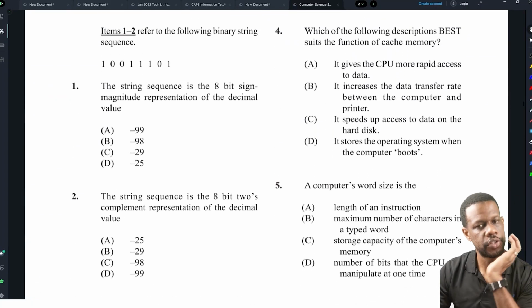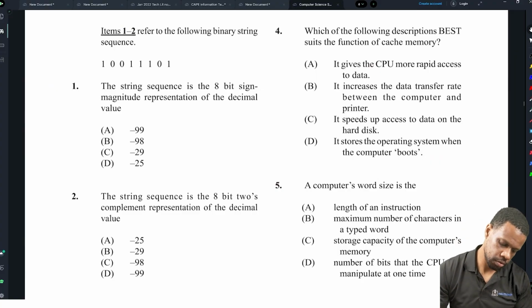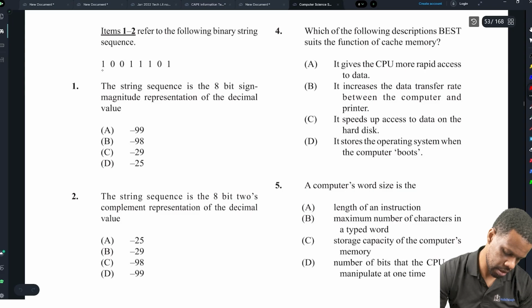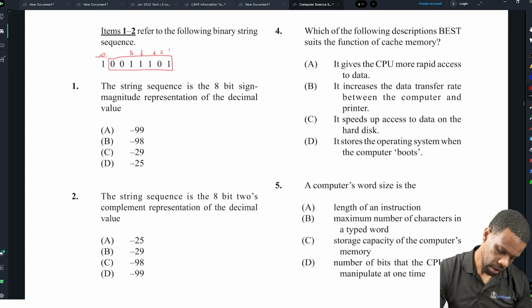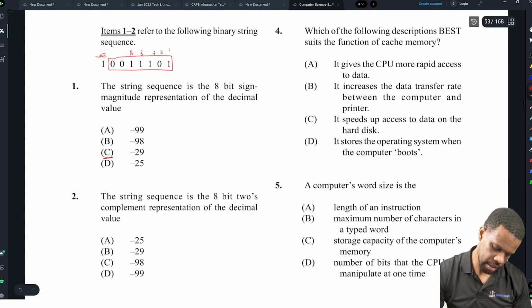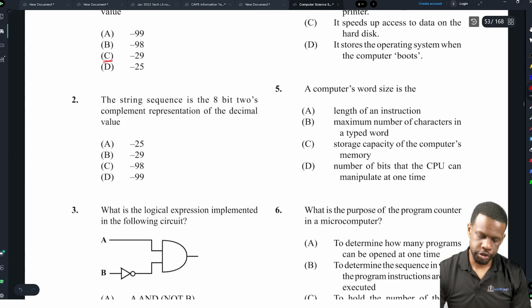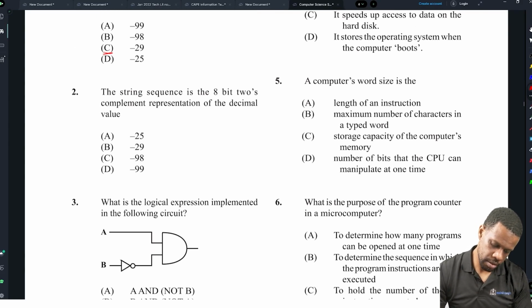Alright, refer to the following binary string. What's the sign and magnitude representation? So with sign and magnitude, the first thing we have to do is check the sign. This here means it's negative. Then we take this piece here and convert it to its binary equivalent, which will be 1, 2, 4, 8, 16, 16 and 4 is 20, and 8 is 28, and 1 is 29, so it'll be negative 29. Answer is C. Cool.